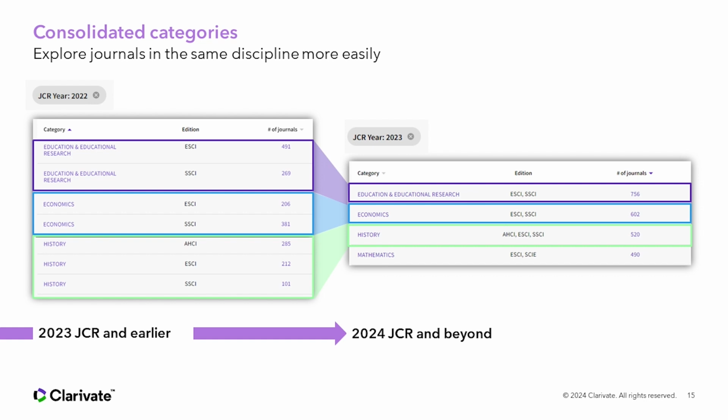For example, here you see in last year's Journal Citation Reports, there were 2 economics categories and 3 history categories. Starting from this year, those duplicates are removed, as you can see on the right, and we have consolidated all journals from any relevant collection in the Web of Science Core Collection into the same category, so that you can explore journals in the same discipline more easily. In the past, you would have to cover both editions separately.